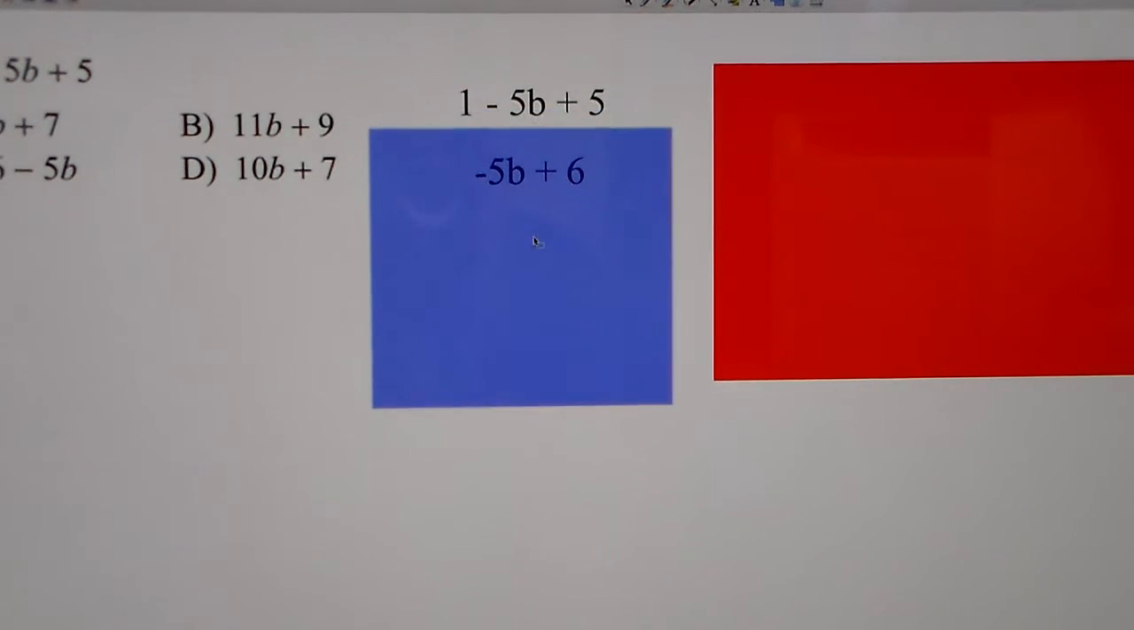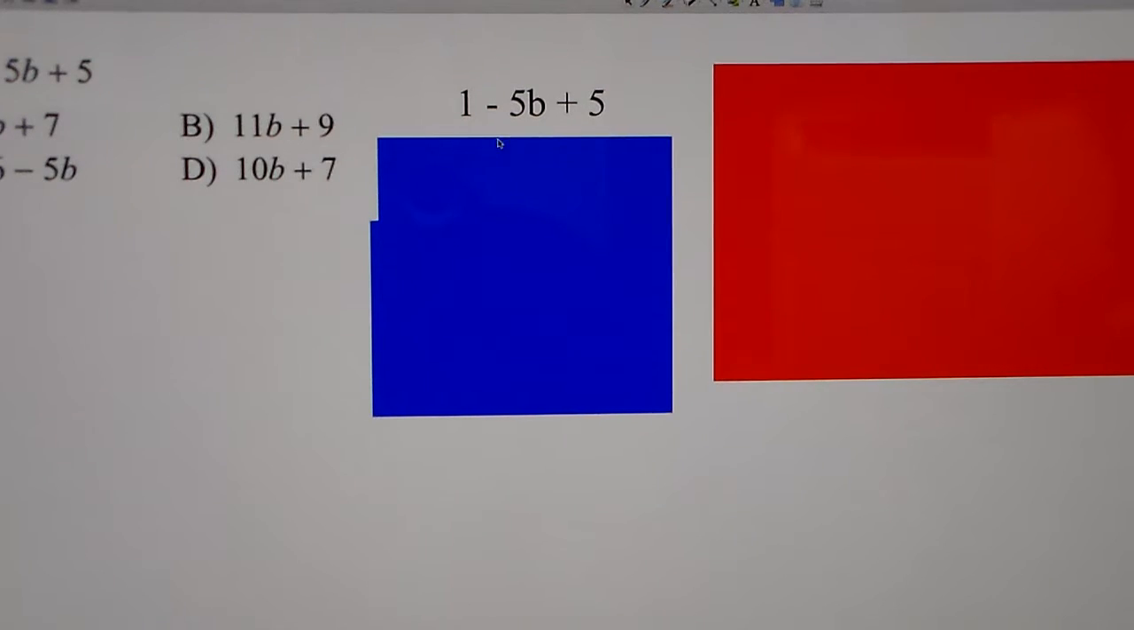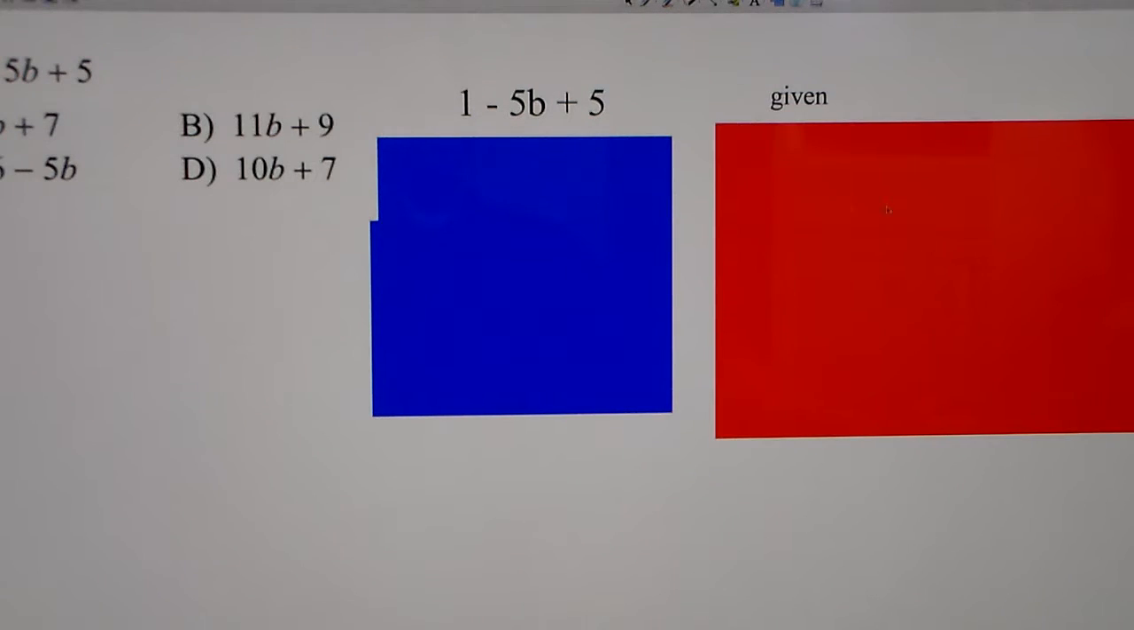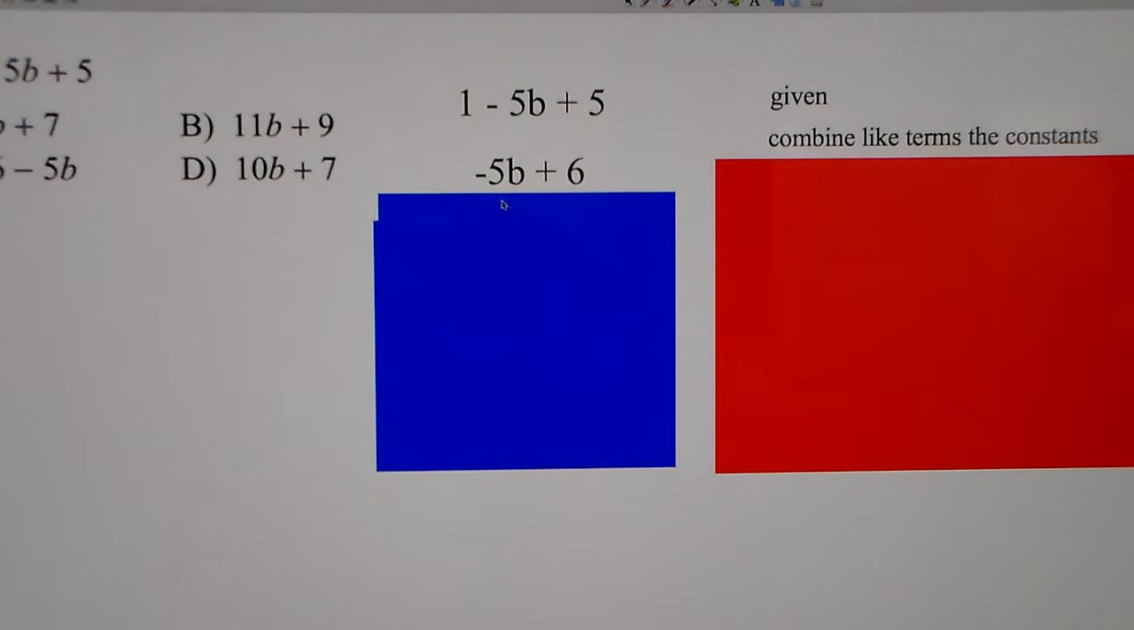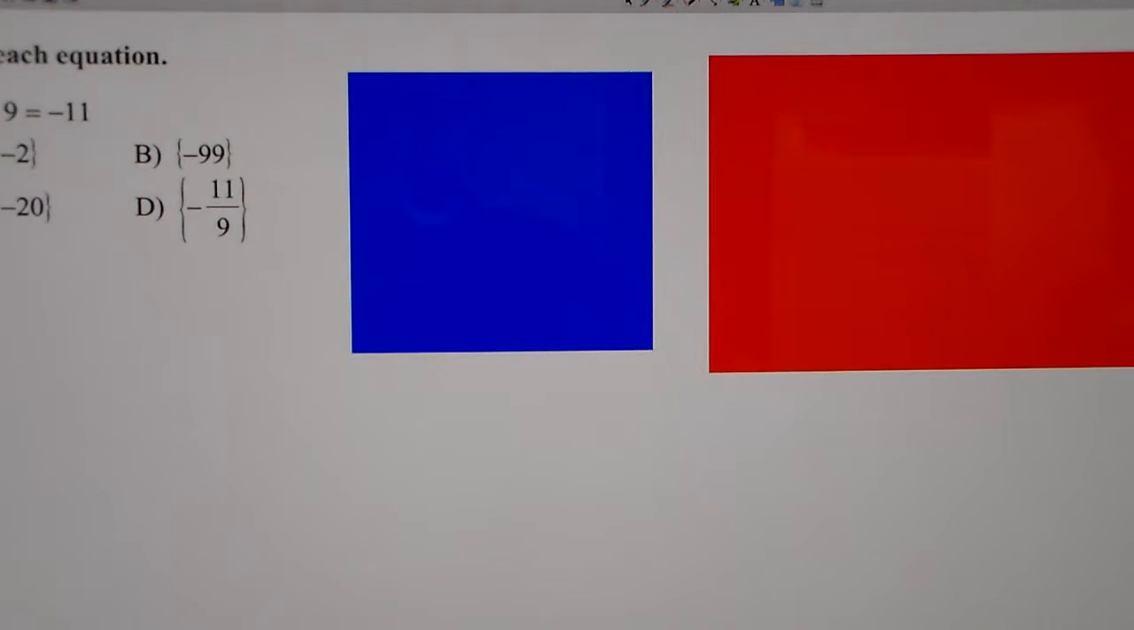Number 6. Our problem is 1 minus 5b plus 5. Now with this one there's no b's, but you could still combine the constants. So 5 plus 1 gets you 6. So we have -5b plus 6 as our answer, or 6 minus 5b. Either one is fine.